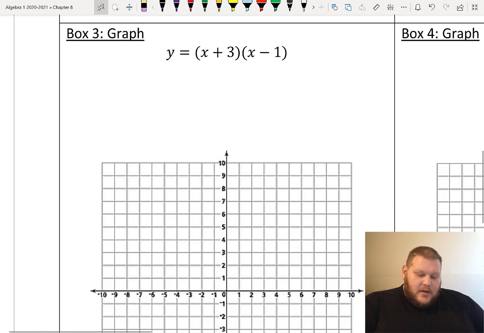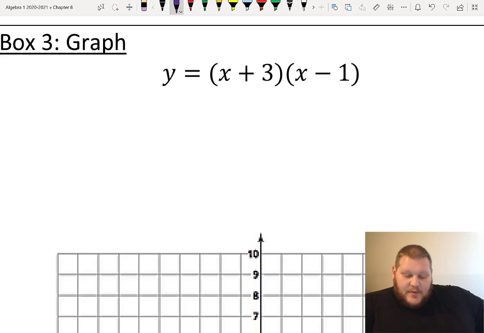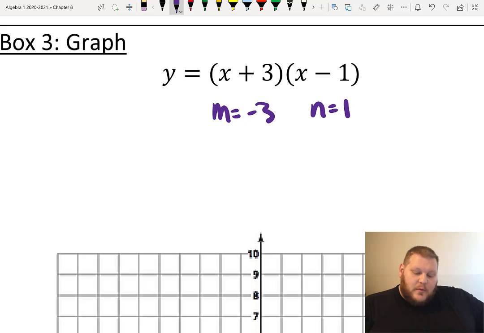So here, instructions, straightforward. Graph the equation, graph the function. Now, I have to be careful because my intercepts are always what was subtracted from x in my equation. So in each of these parentheses, negative 3 and positive 1 are the two things that are subtracted from x.